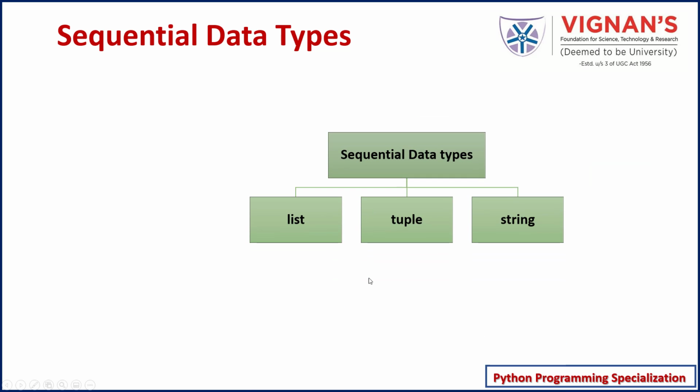In this video, we'll see various sequential data structures that are supported by Python. So Python supports list, tuple and string to store the data in a sequential manner. As there is an order among the elements that are stored in these data types, these data structures are known as the sequential data types. We'll see all these data types in detail in this video.